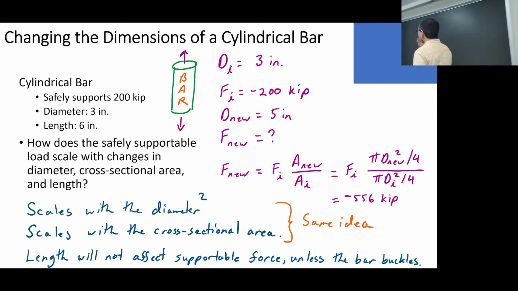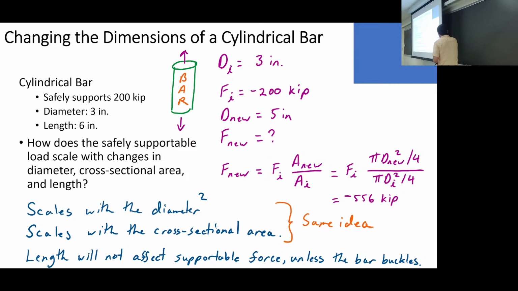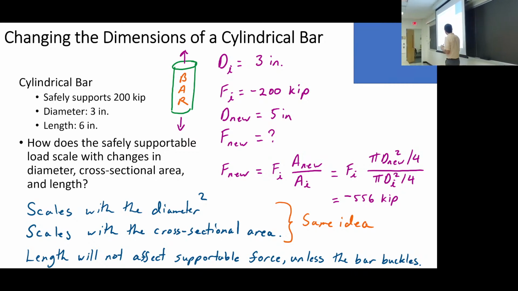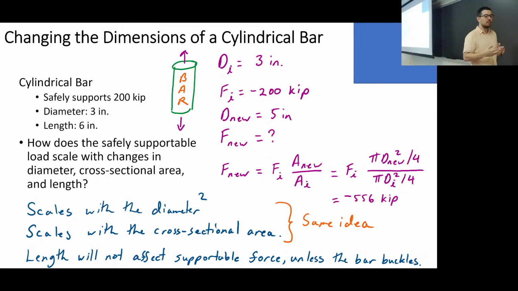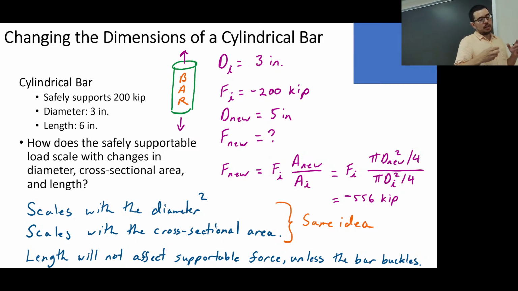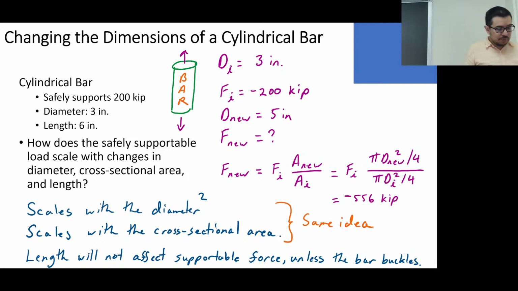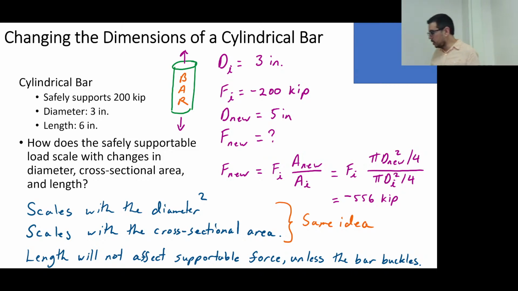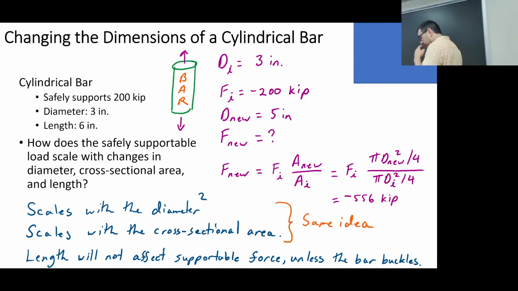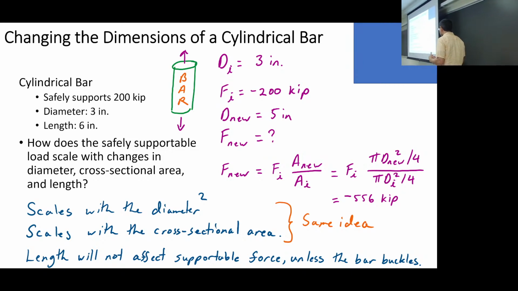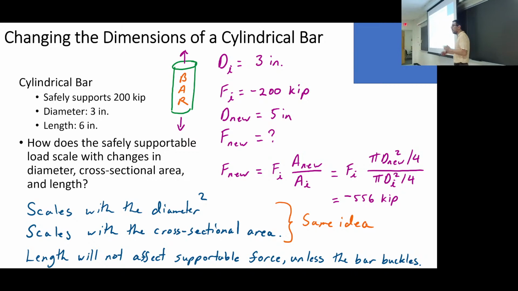So what did we talk about? If we have a bar under some type of force, some type of axial load, we can think about the amount of stress that it can handle. By changing the diameter, we can essentially increase the amount of load it can handle, and that goes with the diameter squared because it's cross-sectional area.